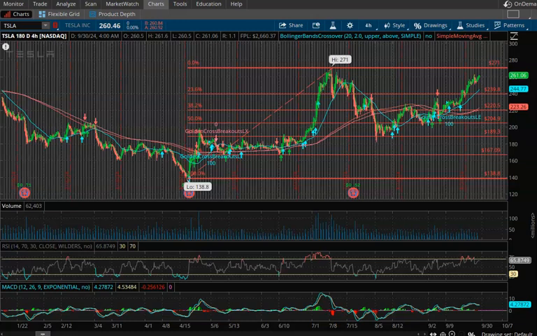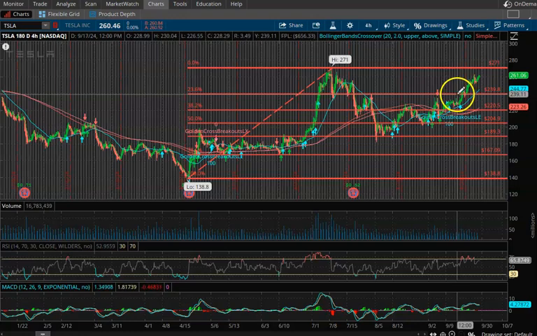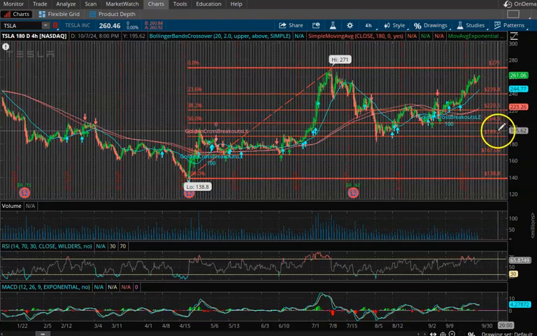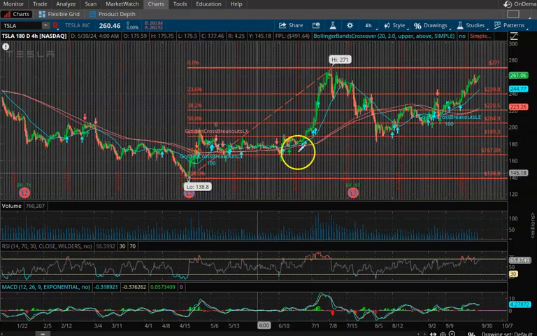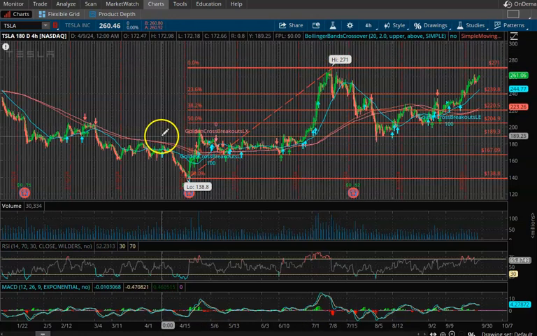That would be fantastic if we did that, because that means we're probably going to get up and test the 300 mark. Rate cuts for Tesla, a really good thing. So that's exciting to see. Your first level of support is about 240, and then if we break below that, 220, 204, 189, 167, and then of course 138.80.